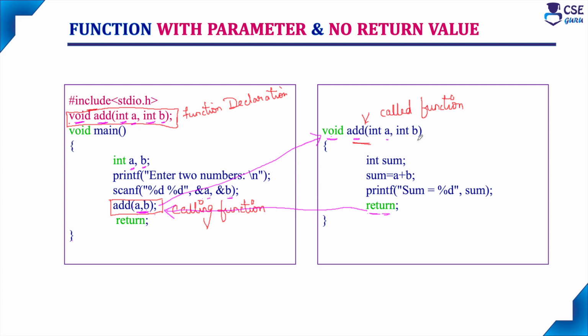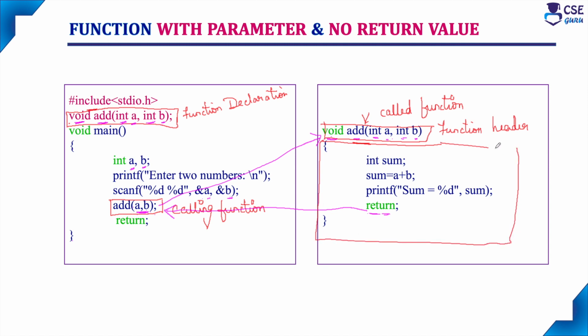So here int A, int B. A is the variable with the data type integer and B is also the variable with data type integer, and both should be separated by comma. And this part is nothing but the function header part. Okay, function header. And this whole part, if we are considering, this is nothing but the function body part. And this whole user-defined function is nothing but the function definition.